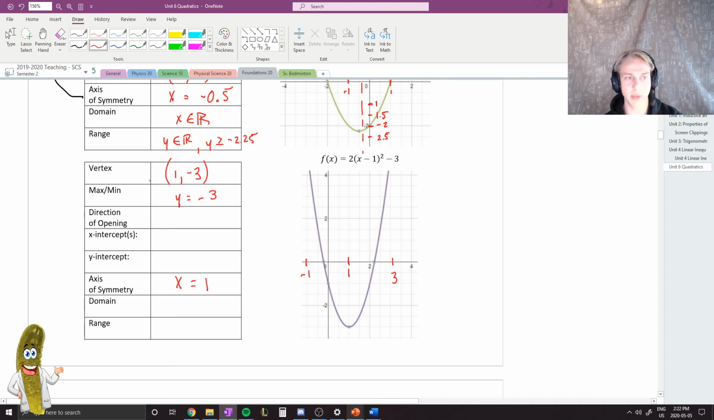So again, I know that based on the fact that I just know the vertex. I can fill in those two pieces of information solely based on what Boston gave us. Direction of opening is obviously up in this case. Heidi, what is our x-intercept or our intercepts? Nice. I'm going to call that 2.25 because 2.5 would be right here. That's okay. It's a little bit tough online to see those sometimes.